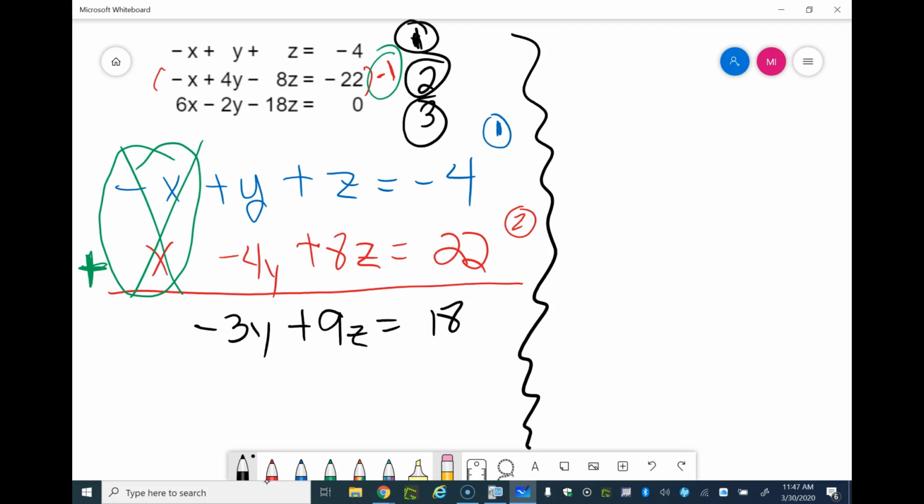Correct. You have to. There's no getting around it. If you use 1 and 2, you have to use a different set. It has to be 1 and 3 or 2 and 3. It's up to you which two you use, but you have to use a different set of equations on the next go around. You got to do the x again. That's right.